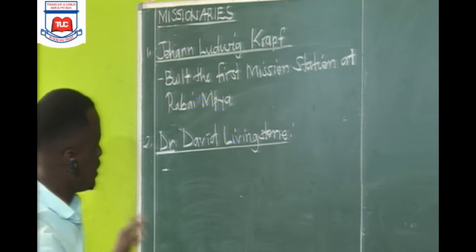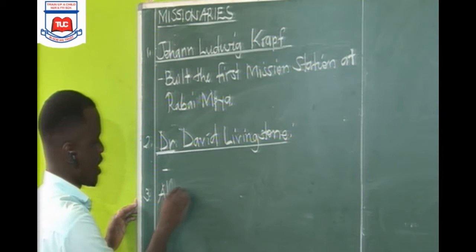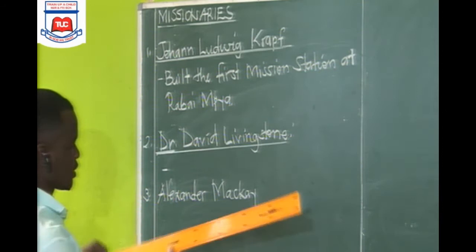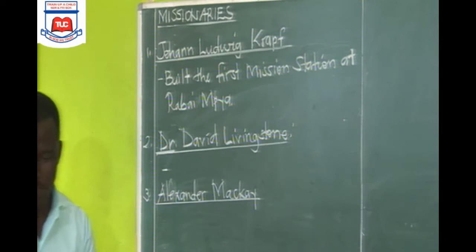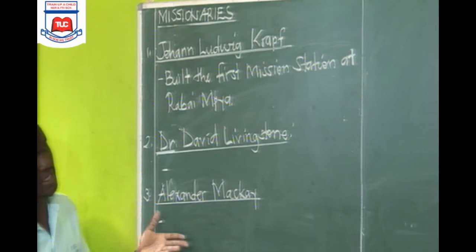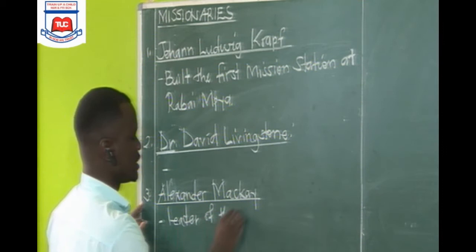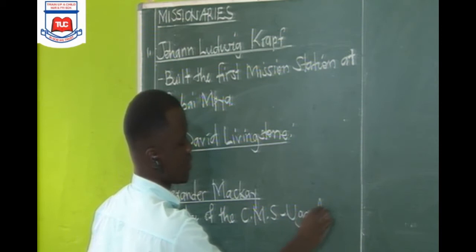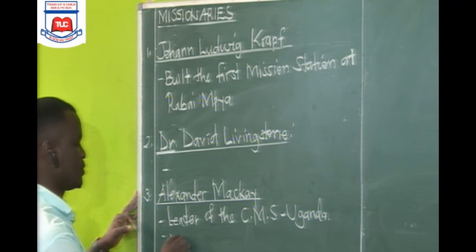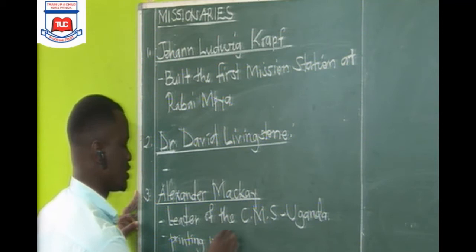Then the other one is Alexander Mackay. This is not something new to us. If we were asked why we remember Alexander Mackay, one, we say he was a leader. First of all, he was the leader of the Church Missionary Society into Uganda. Two, he introduced the first printing press into Uganda.